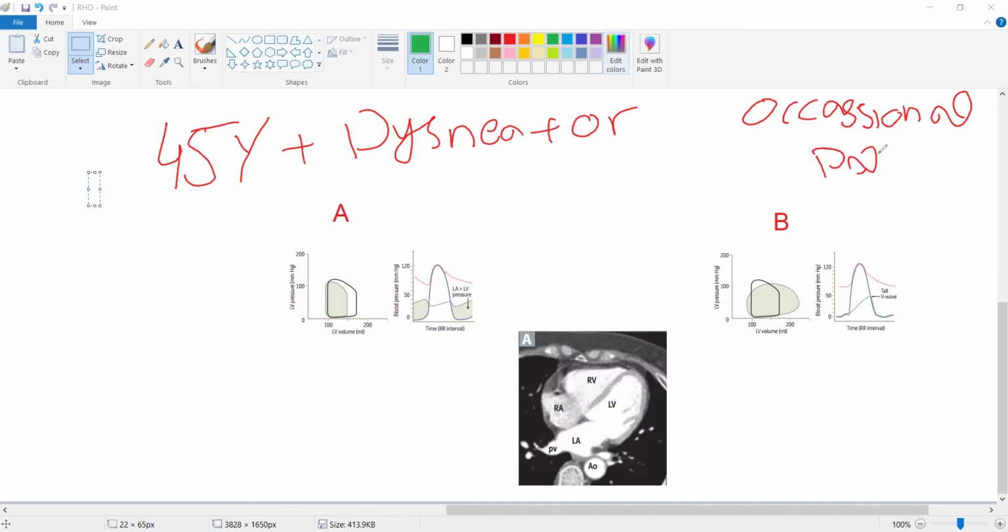Occasional palpitation. Okay, which of the following things indicate the severity of the valvular pathology?